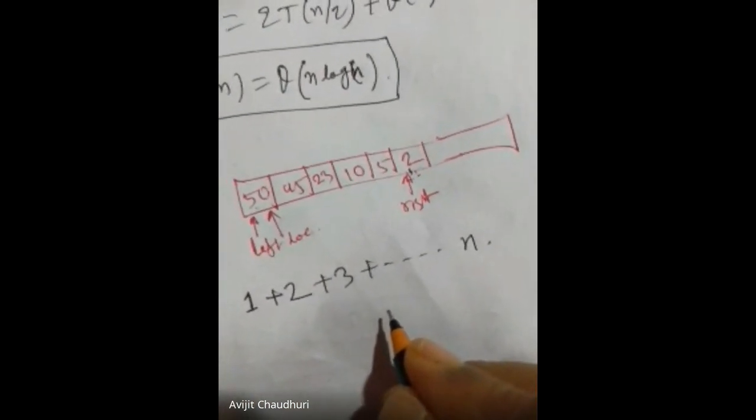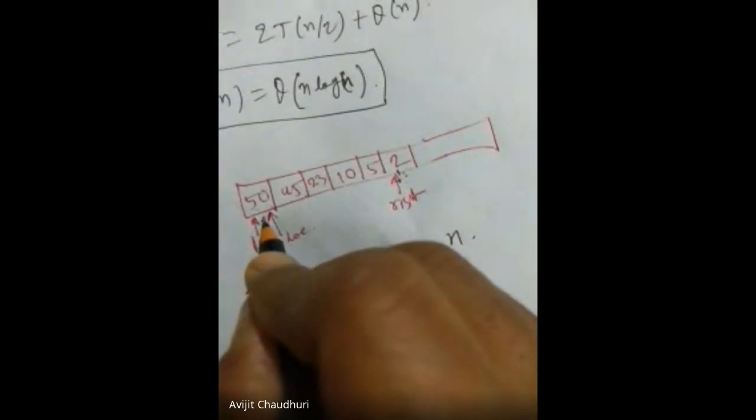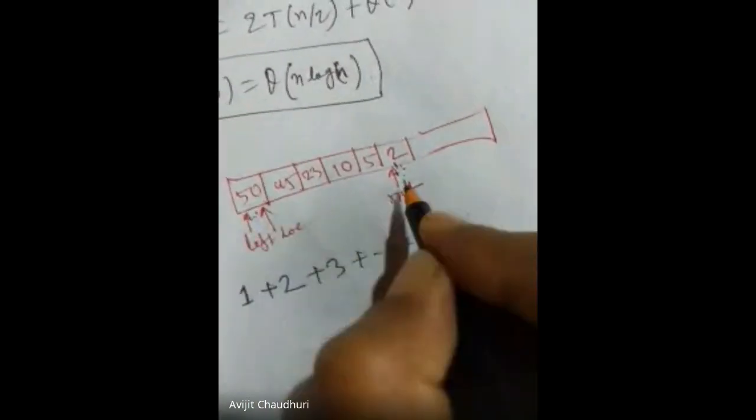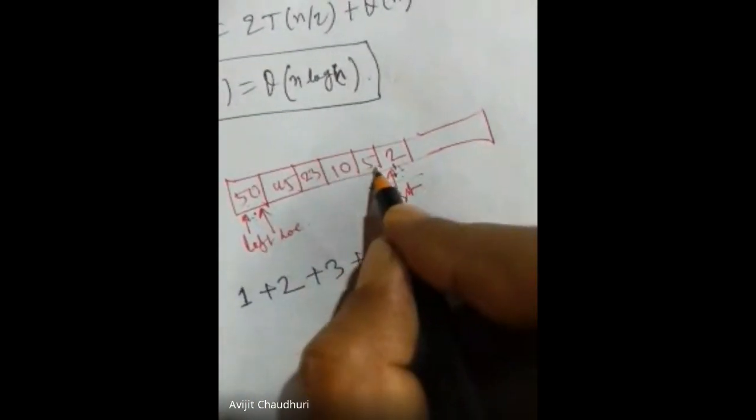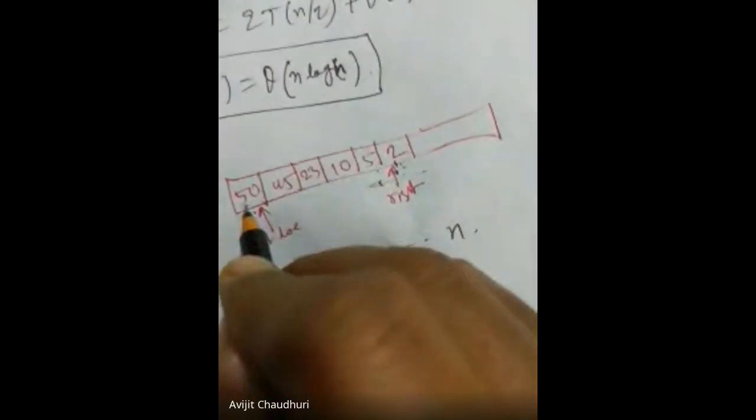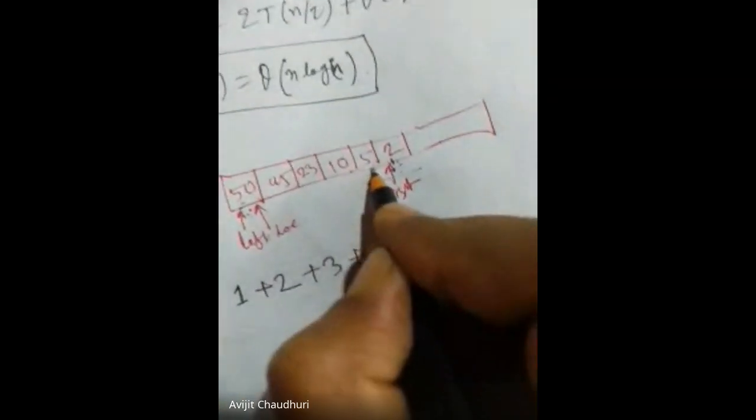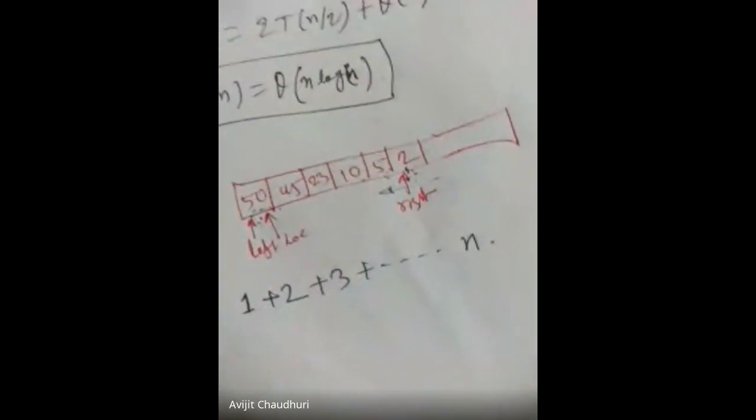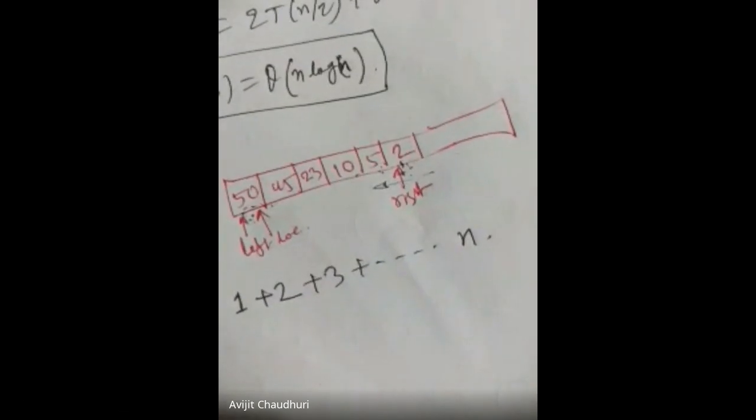1 plus 2 plus 3 means? First here it will be changed. 50 and 2 will come over here. Then this will be the pointer. We will scan from right to left. Again here this 2 and 5 will be compared. 5 is greater, so it will not be changed. Then the next, all are greater than 2.